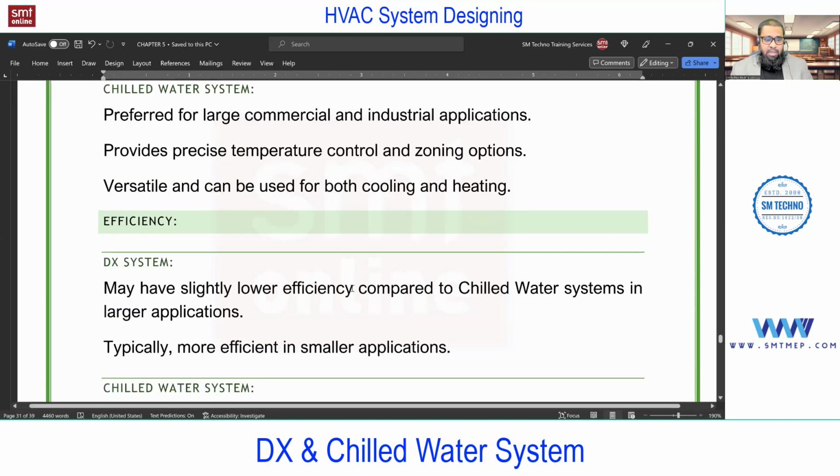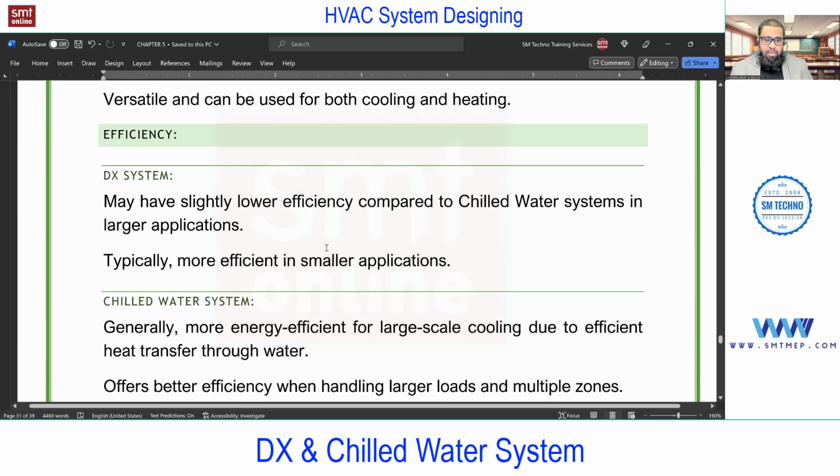Okay. Next, efficiency point of view. You see, from this efficiency point of view, we cannot say always the chill water is best or the refrigerant means DX system is best. It depends on the other parameters also. In general, if you compare this chill water and DX system, the DX system efficiency is slightly lower compared with the chill water system. But for smaller application, this is a good option compared with the chill water, because in chill water, the initial cost is going to be high.